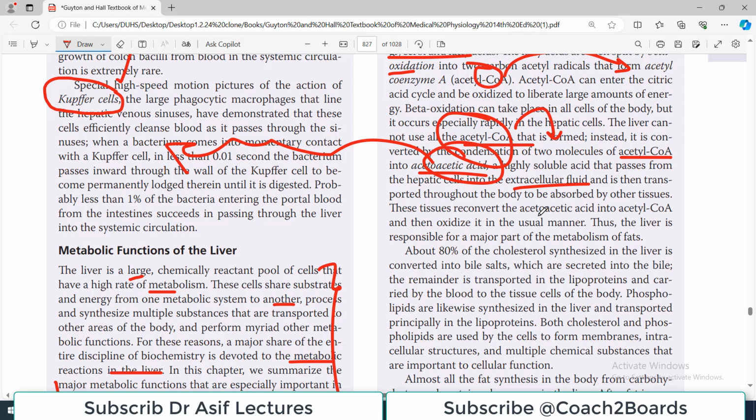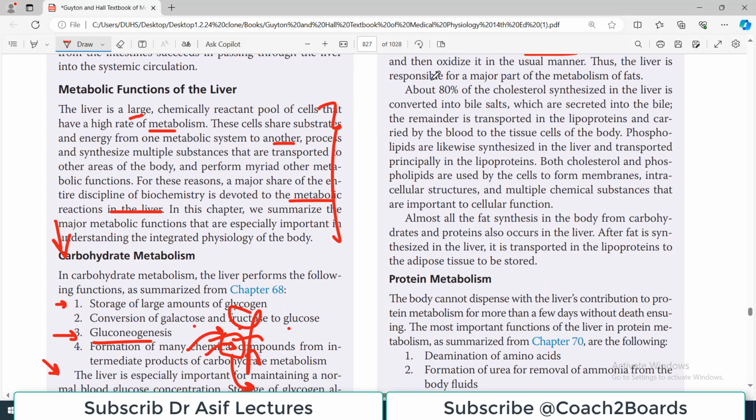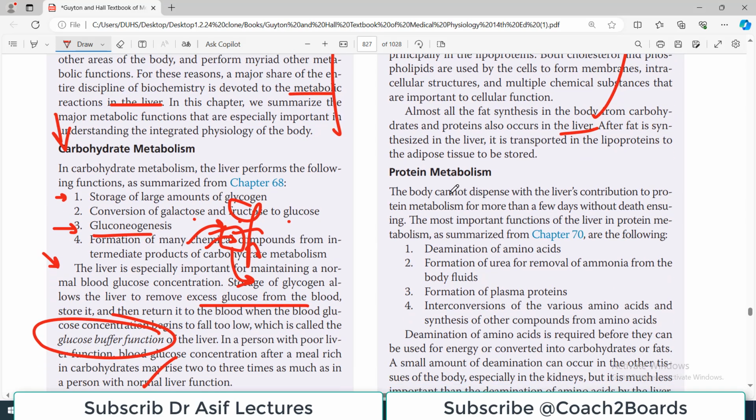And those tissues reconvert acetoacetic acid into acetyl-CoA, and then acetyl-CoA enters the TCA cycle. You getting my point? About 80% of the cholesterol synthesized in the liver is converted into bile salts, which are secreted into the bile, and the remainder is transported in the lipoproteins and carried by the blood to the tissues which require them. Phospholipids are likewise synthesized by the liver. Almost all the fat synthesis in the body from carbohydrate and protein also happens in the liver. So the liver is the main machinery.